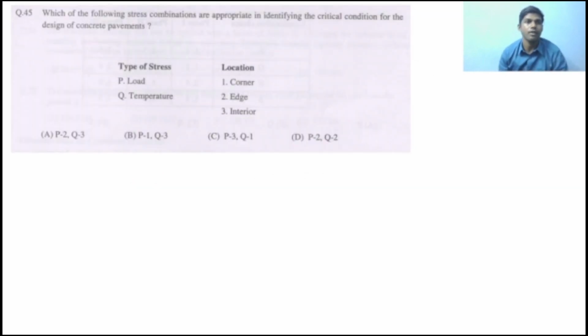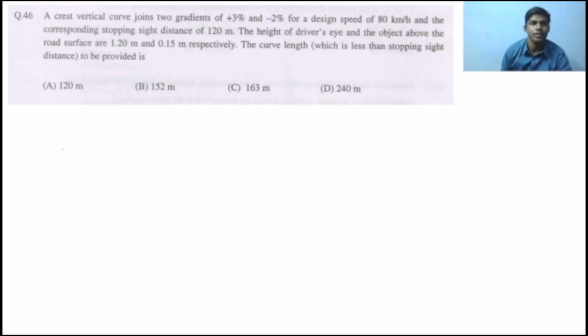Next question: which of the following stress combinations are appropriate in identifying the stress critical condition for design of concrete pavements? So we have to identify the critical condition. For load stress, the critical condition is at edge, and for temperature stress, the critical condition is at interior. Answer is 2, 3. Option A is the right answer.